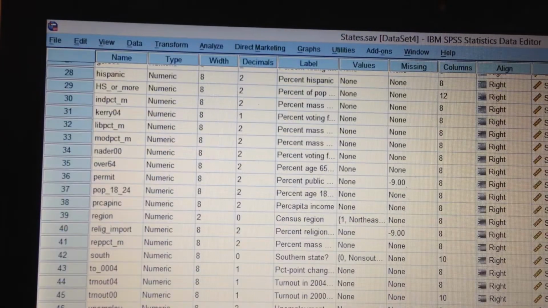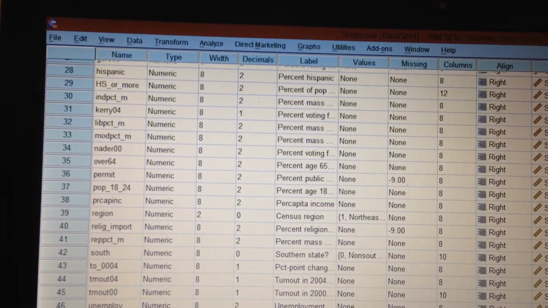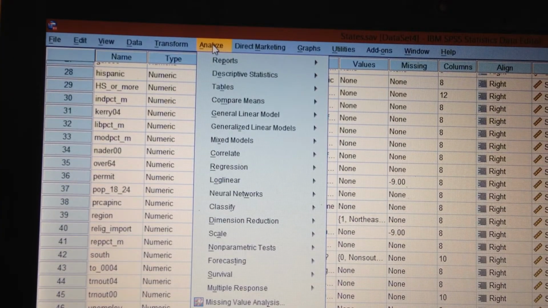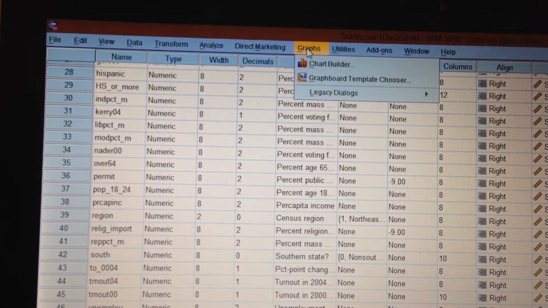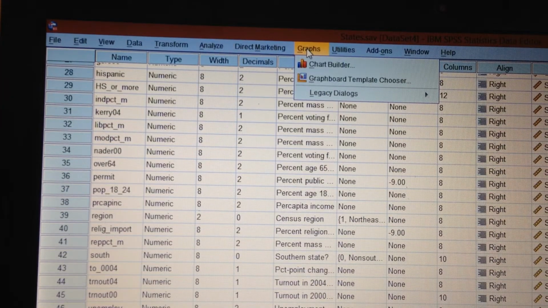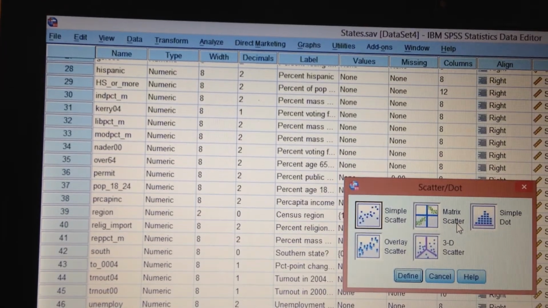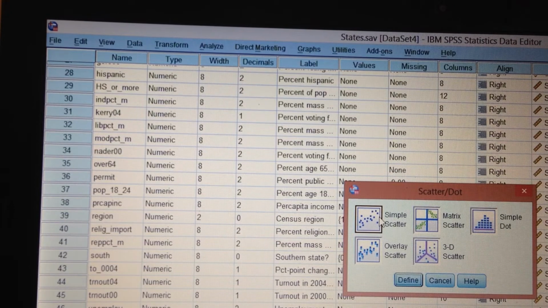What I'm going to do now is go into Analyze. Oh, no, I'm not. I lied to you guys. Sorry, I had to look at my link there. I'm going to go to Graphs, then Legacy Dialogs, then Scatter/Dot. And I'm going to pick Simple Scatter. Very easy. Then I'm going to hit Define.